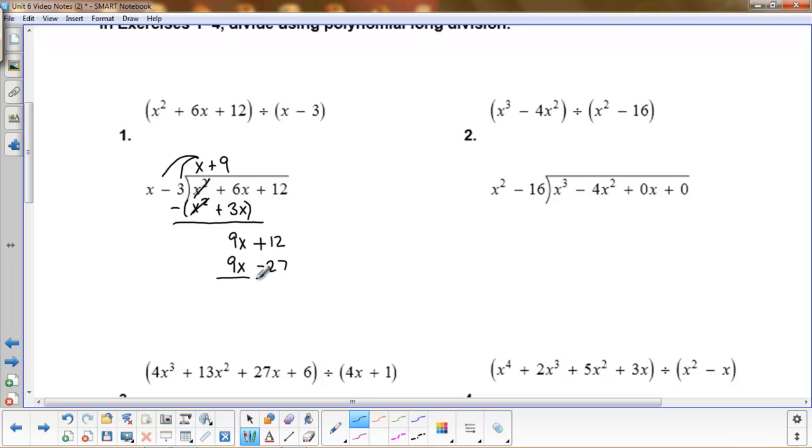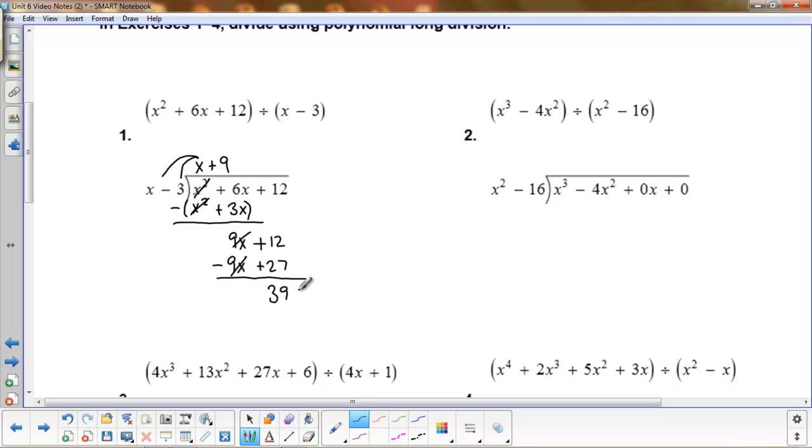When I draw this line, I'm going to change every single sign of my term. So that means the positive 9 becomes negative and the negative 27 becomes positive. The way that you know that this long division is working is that these two terms will always cancel out. If they don't, you have made a mistake. 39, because there are no more terms to bring down, is my remainder.